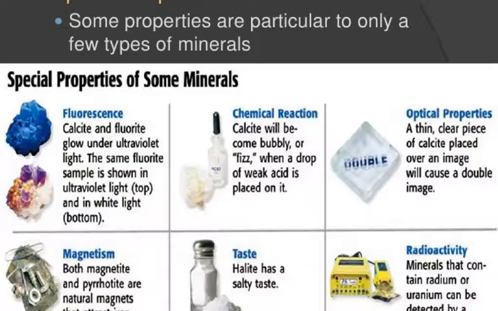Halite is one that has taste as a special property. However, I would warn you, don't taste something unless you know what it is, because if you aren't sure what it is, you don't want to get sick. Some minerals will be radioactive, and if you put them near a Geiger counter, it will go off, showing that there's radioactivity there, like radium and uranium.